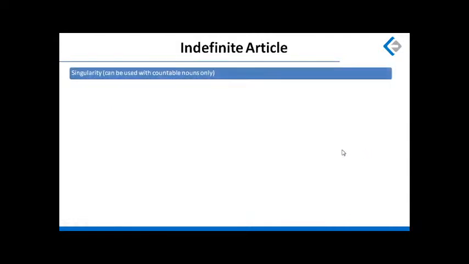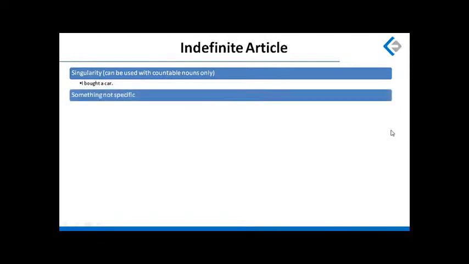Where do we use indefinite articles? We use them with singularity, provided you use them only with countable nouns. Nouns that cannot be counted should not use indefinite articles. So, saying that I have a money, that is obviously wrong. You cannot have a money, you can just have money. So, singularity, as I said, countable nouns: I bought a car, correct example.